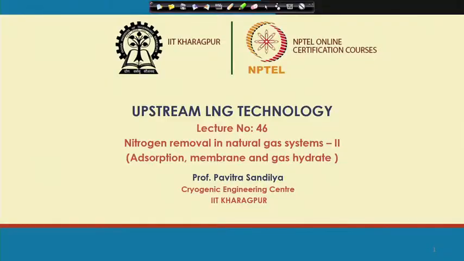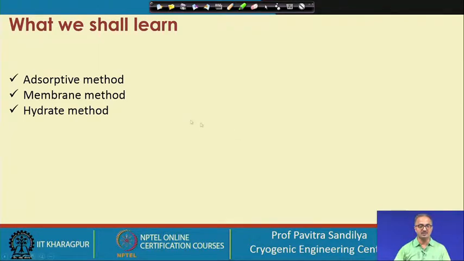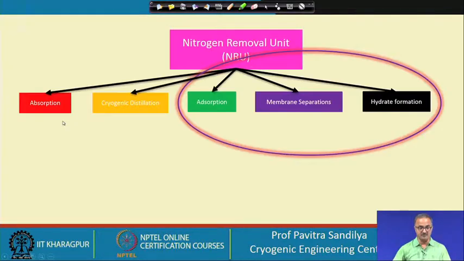Welcome. Today we shall be looking into some more techniques for removal of nitrogen from natural gas. In this lecture, we shall be looking into adsorption, membrane and gas hydrate modes of separating the nitrogen from the natural gas substance. So we shall be learning about these three methods: adsorptive separation, membrane separation and hydrate separation.